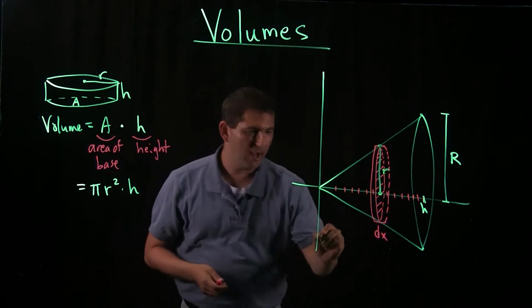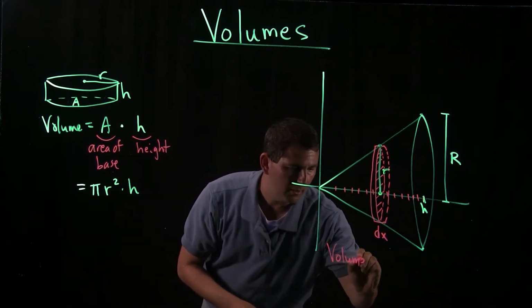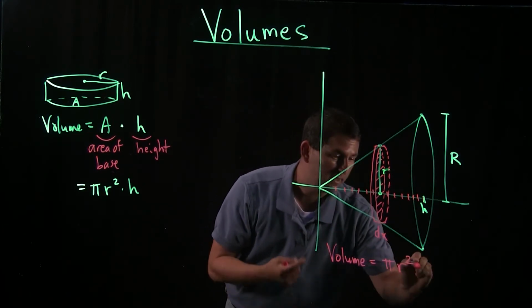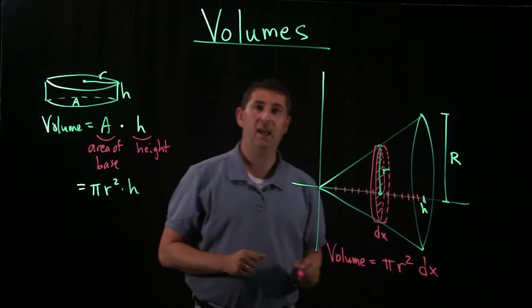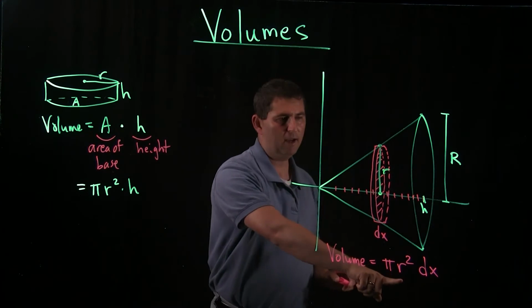Whatever that length is, I know that the volume of that pink cylinder is going to be pi little r squared times the height, which we called dx. Okay, fine. Let's see, how can I get this r?